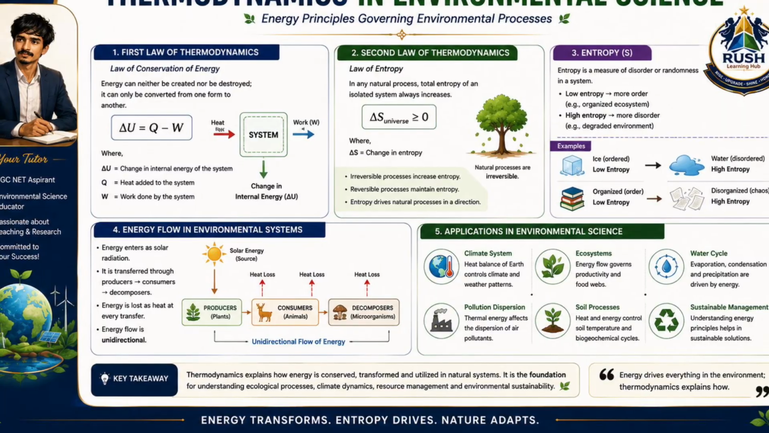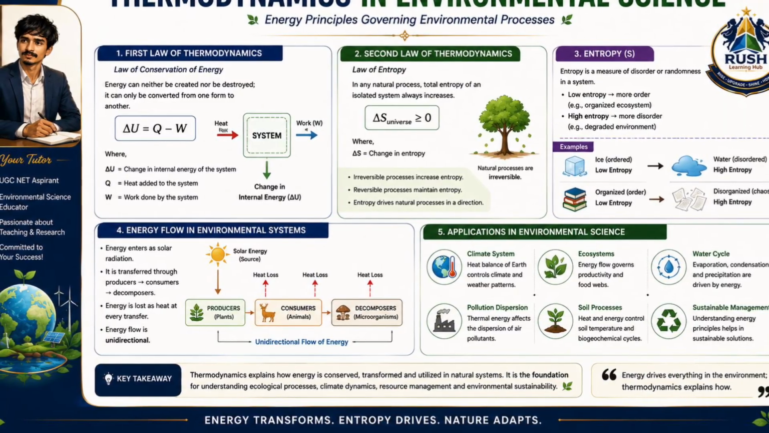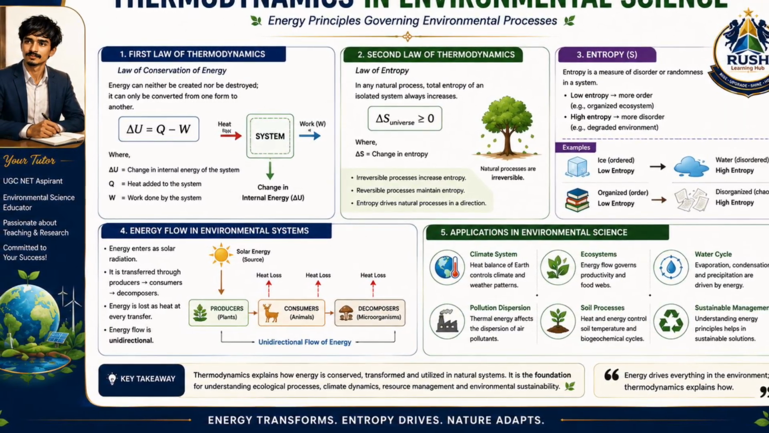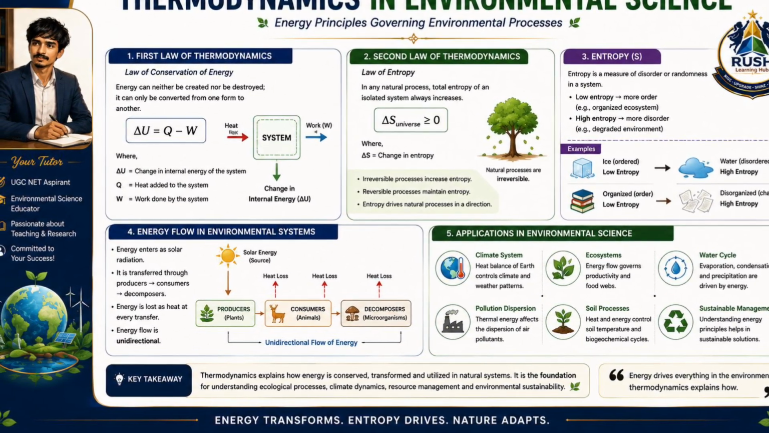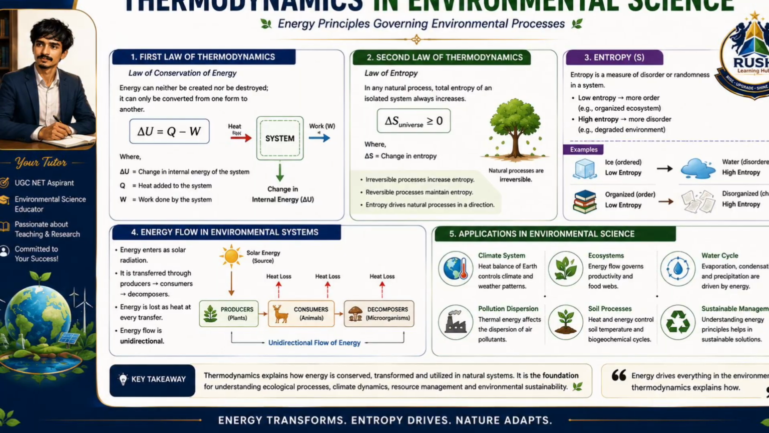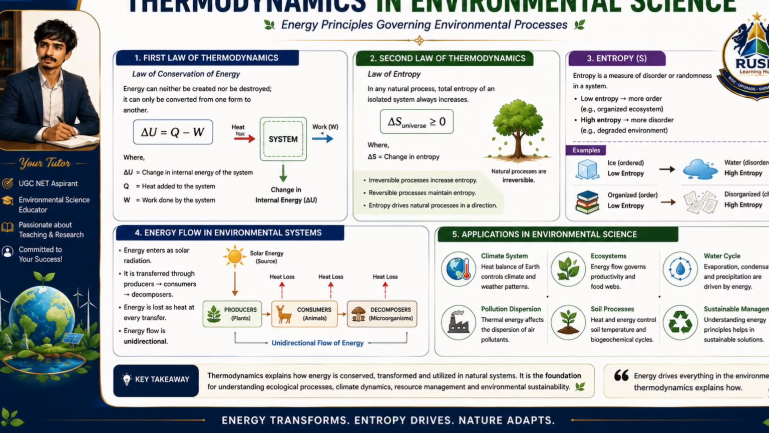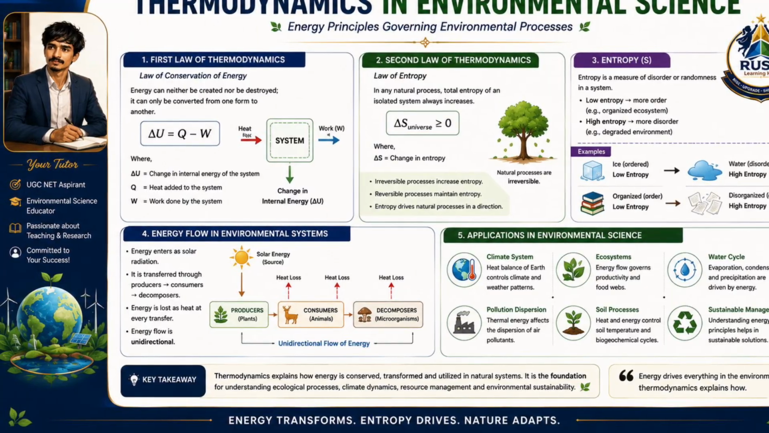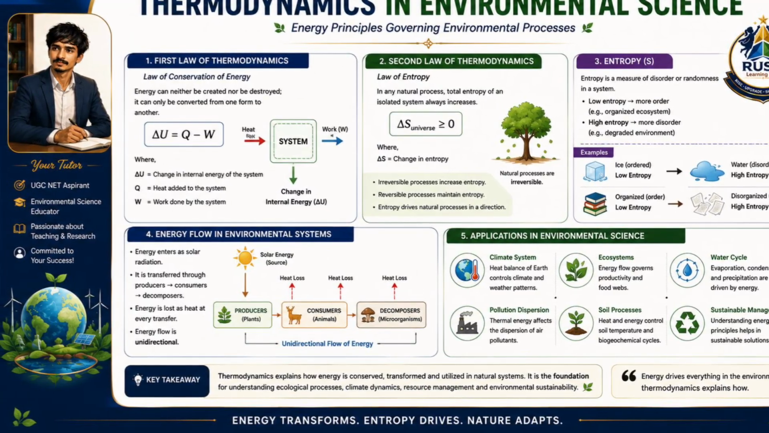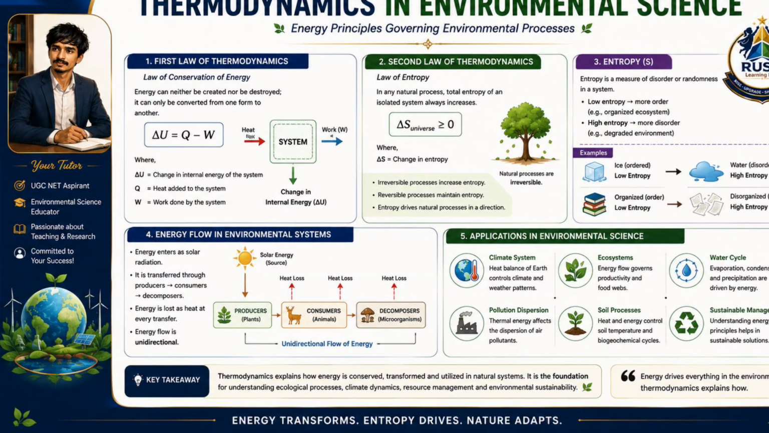Now let us examine energy flow in environmental systems. The sun is the primary source of energy for nearly all ecosystems. Plants, known as producers, capture solar energy through photosynthesis and convert it into chemical energy. This energy is transferred to consumers through feeding relationships and finally reaches decomposers, which break down organic matter and recycle nutrients.